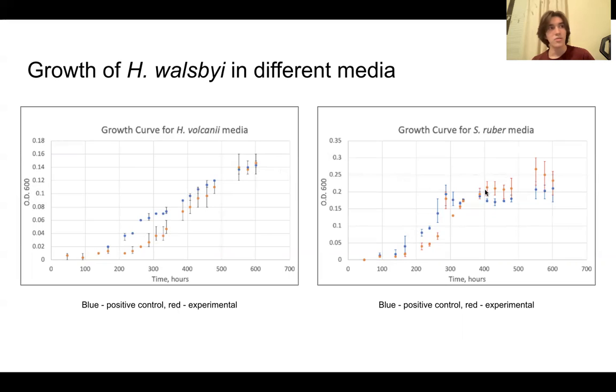The graph on the right shows the H. walsbyi growing in either sterilized 40 to 10 media, which is the blue positive control, or the 40 to 10 milliliters of media where the 10 milliliters was treated, which is the red. Again, you're seeing pretty similar results. This tells me that adding the treated media of either H. vulcani or S. ruber did not significantly alter the growth of H. walsbyi, which goes against the original hypothesis.